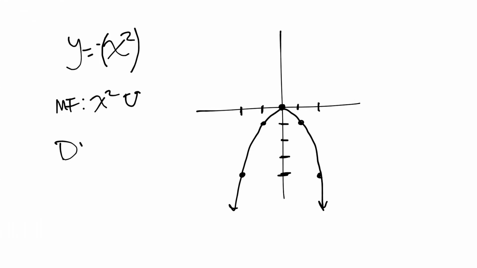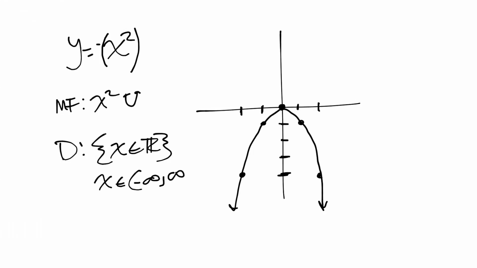Domain and range. Domain is going to be all real numbers. So I'm just going to say x in the set of all real numbers like that. That's set builder notation. I could do it in interval notation as well. I would just say x is in the interval going from negative infinity to positive infinity. When you're thinking about domain, you should just ask yourself, is there anything I'm not allowed to plug in? And no, not in this instance. You can plug in any real number, square it, and make it negative, so we're good.